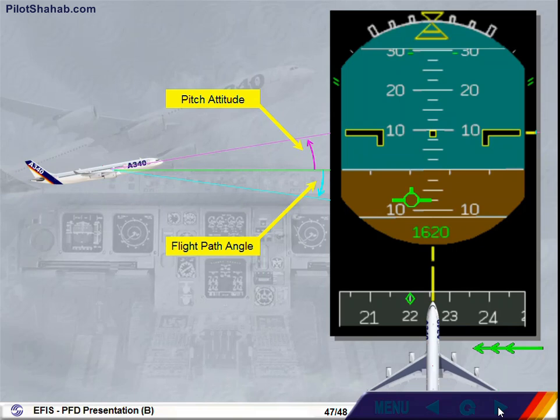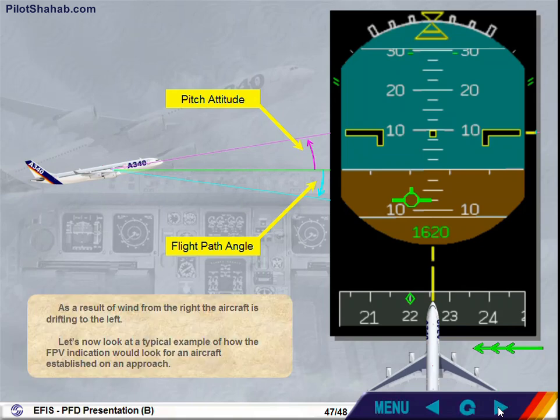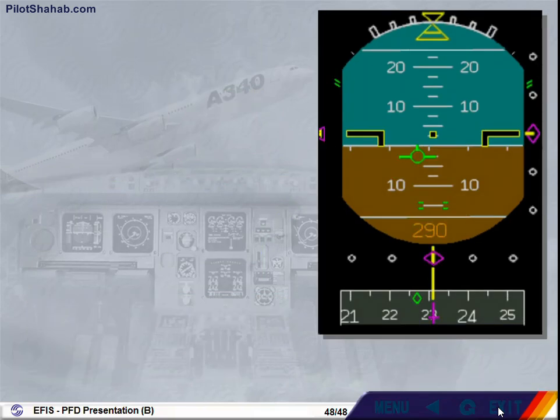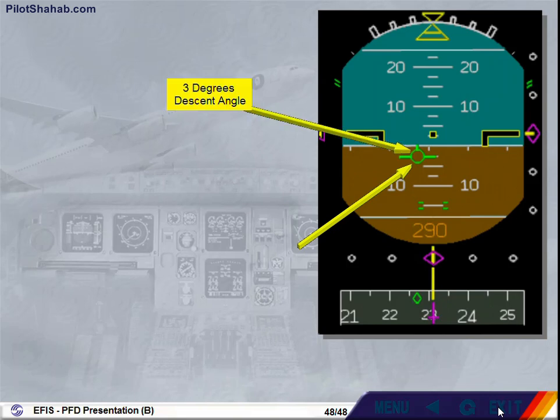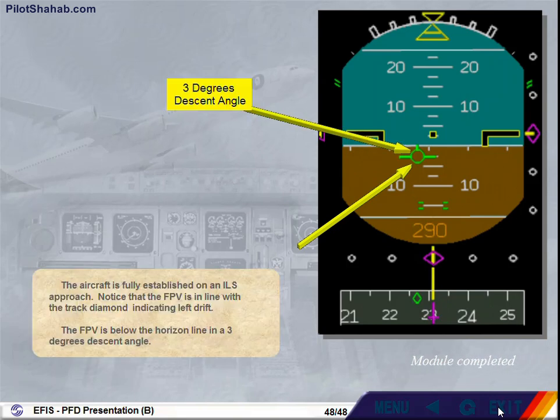Let's now look at a typical example of how the flight path vector indication would look for an aircraft established on an approach. The aircraft is fully established on an ILS approach. Notice that the flight path vector is in line with the track diamond, indicating left drift. The flight path vector is below the horizon line in a 3 degrees descent angle.